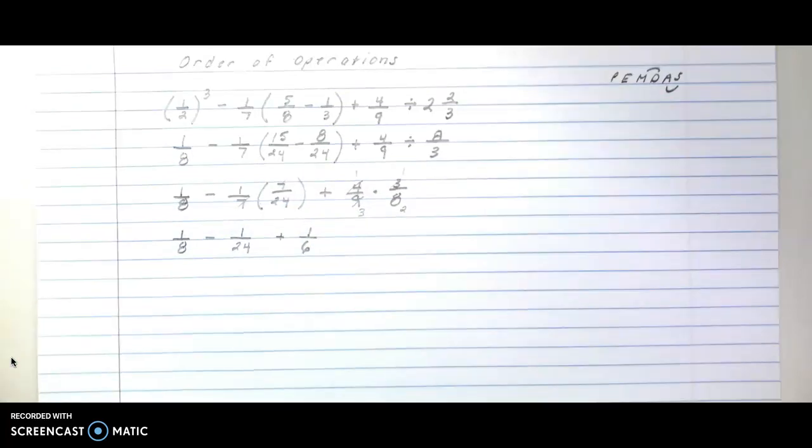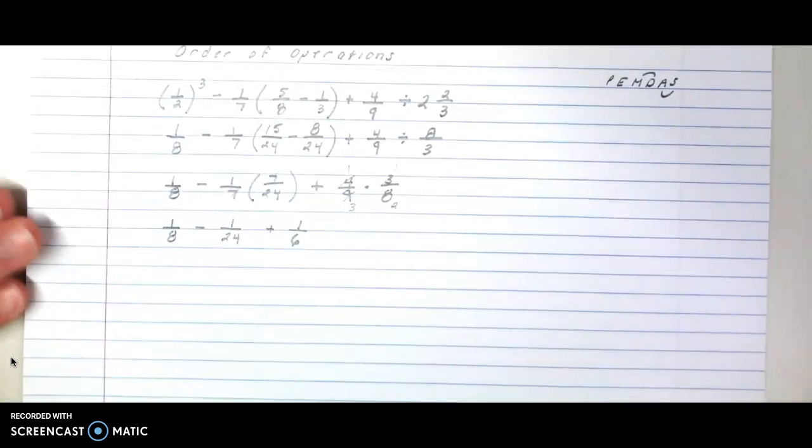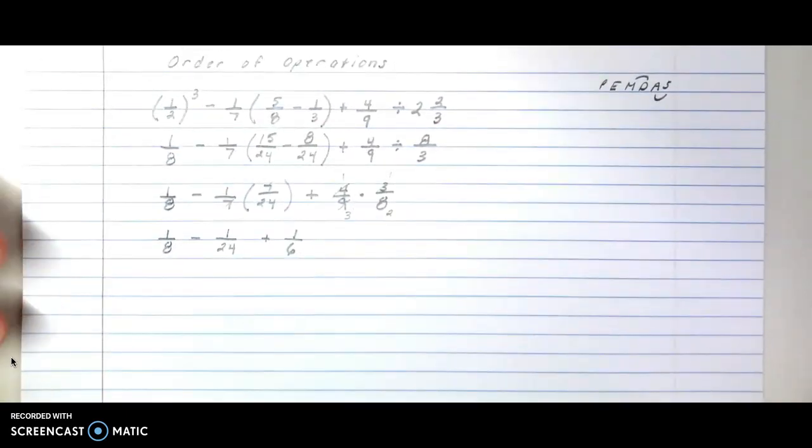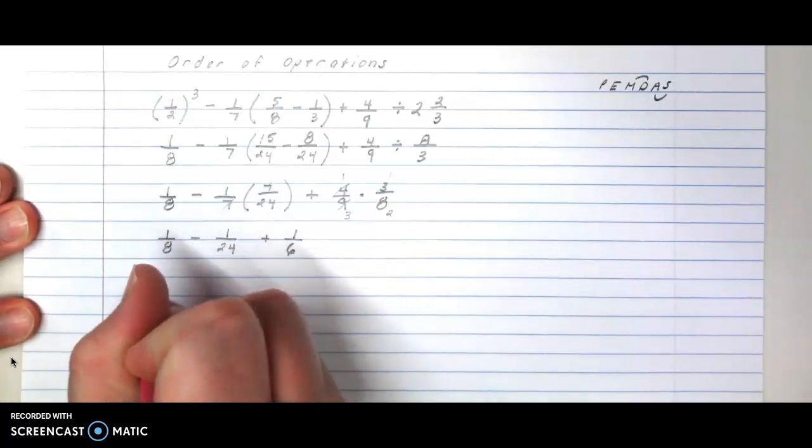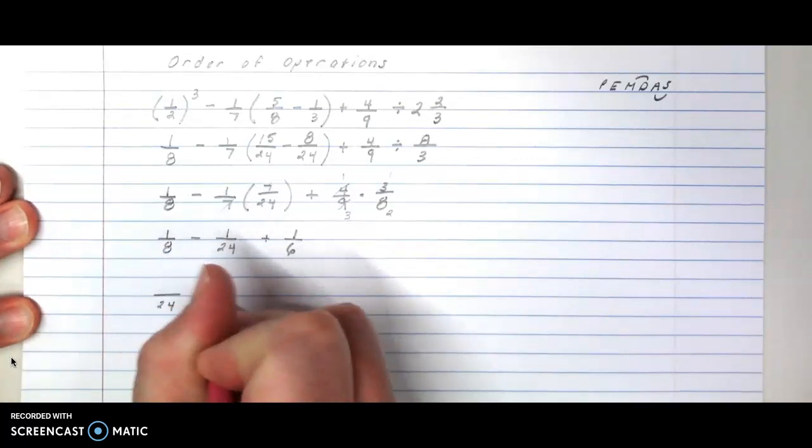Now, in order to finish off this problem, we need to find a common denominator between 8, 24, and 6. And all three of those numbers go into 24. So what we're going to do is we're going to convert everything to 24ths.